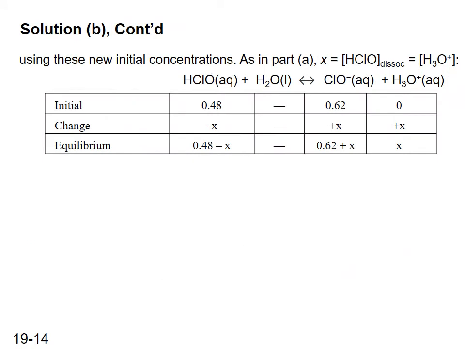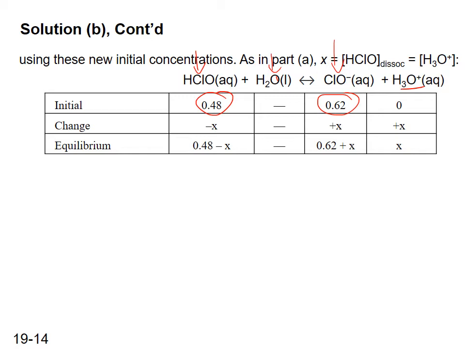With the new initial concentration added, now we write the equation again: the acid, water, conjugate base, and hydrogen ion. So this is the acid dissociation reaction, and we draw the reaction table with the new initial concentration for the acid and the new initial concentration for the base. We write the change, equilibrium, and we solve for X.